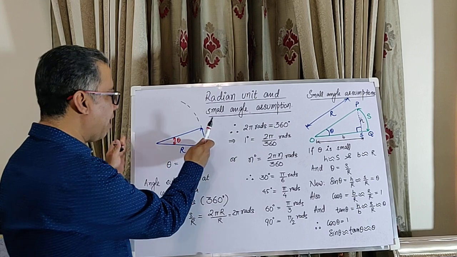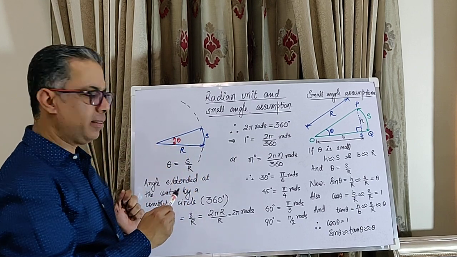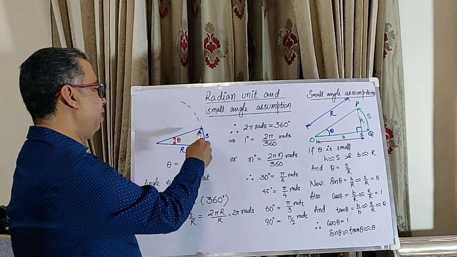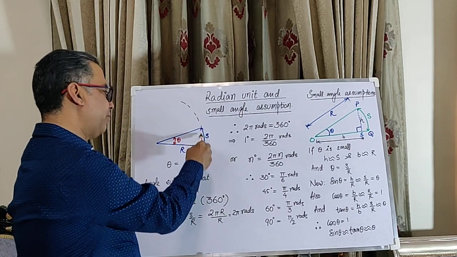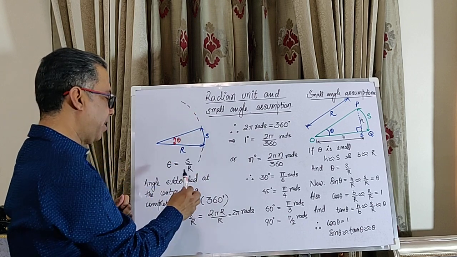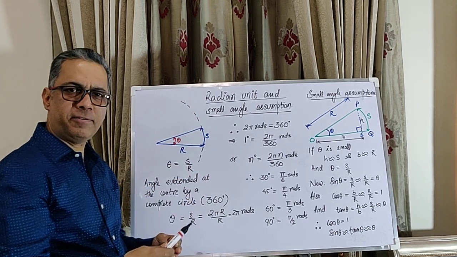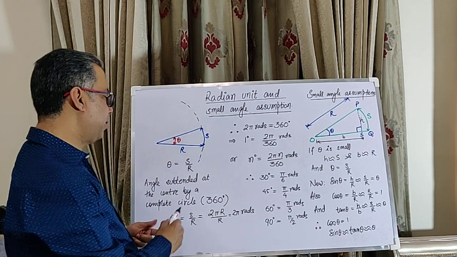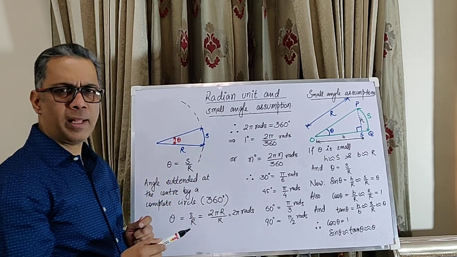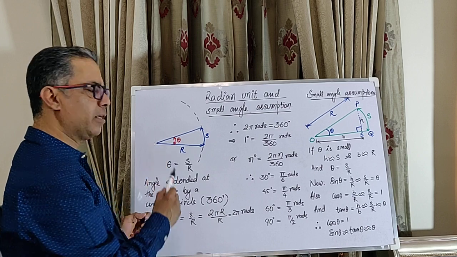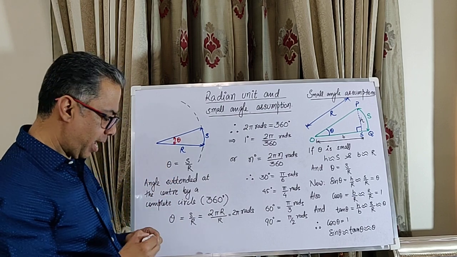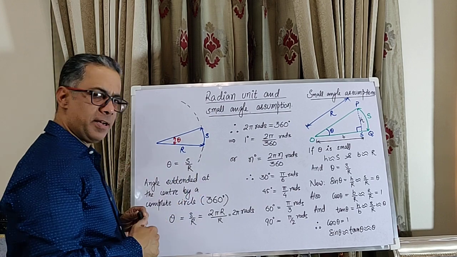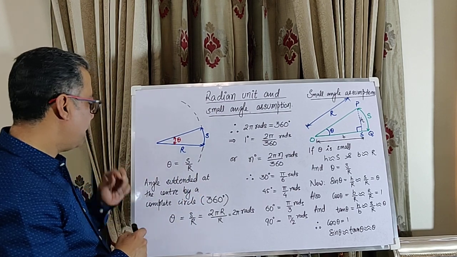Now if the radius is large with the same arc length, you have a smaller angle, and if the arc length is larger with the same radius, you get a larger angle. So angle is directly proportional to arc length and inversely proportional to radius, and therefore we arrive at a convenient definition for angle as arc length divided by the radius.